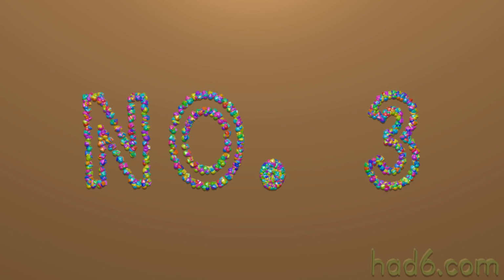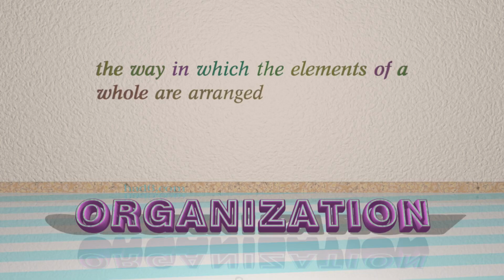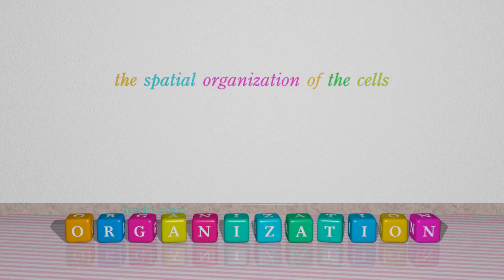Number 3. Organization. Which means the way in which the elements of a whole are arranged. Organization. For example, the spatial organization of the cells.